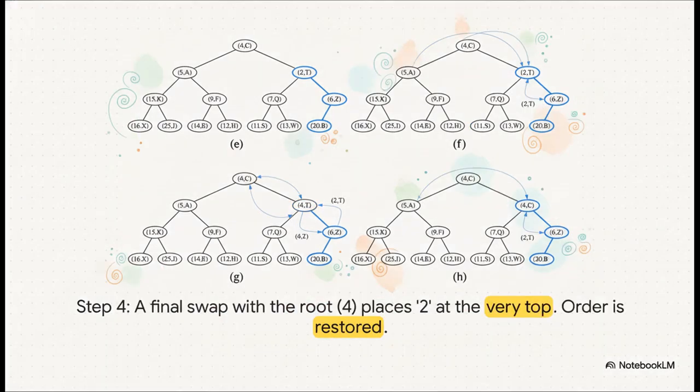Okay, here's the final boss. One last comparison, this time against the root 4. And one last swap. And there it is. Boom! Our new, highest priority item is exactly where it needs to be, right at the very top. The heap's perfect order is completely restored.